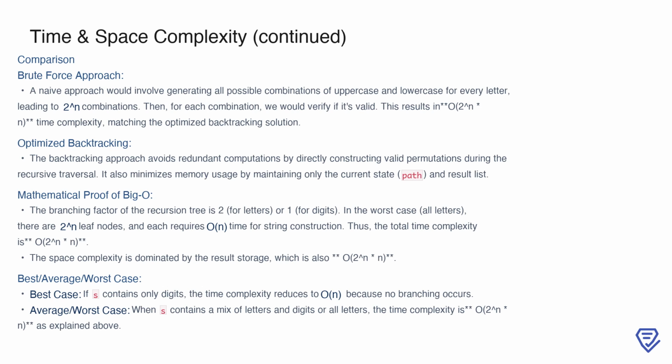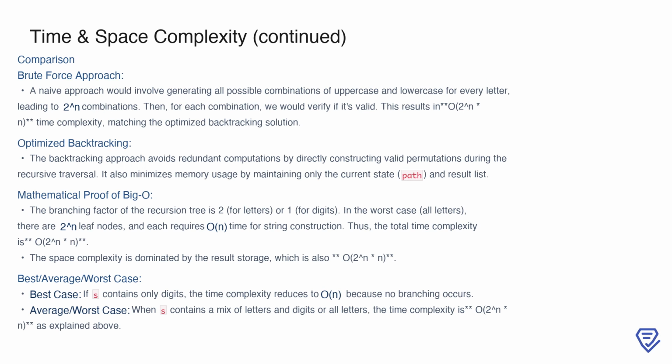The branching factor in the recursion tree is 2 for letters and 1 for digits, so in the worst case where all characters are letters, there are 2 to the power of n leaves, each requiring n time for string construction. This confirms the total time complexity is 2 to the power of n asterisk n. For space, the result storage dominates, leading to 2 to the power of n asterisk n as well. In the best case, if the string contains only digits, no branching occurs, and the time complexity reduces to n.